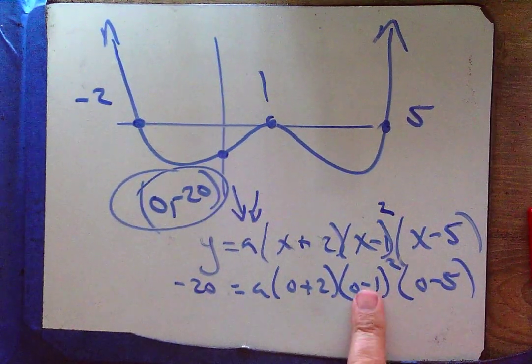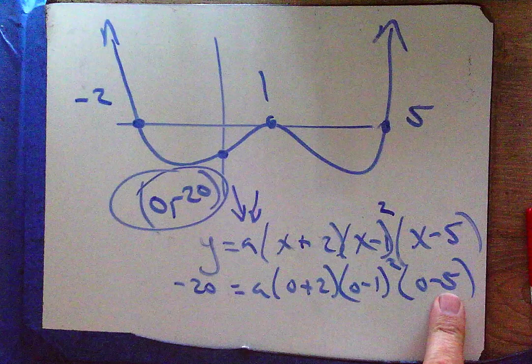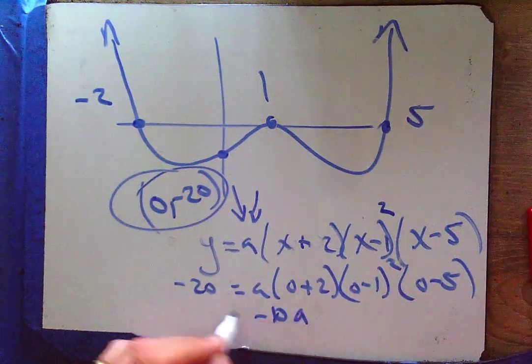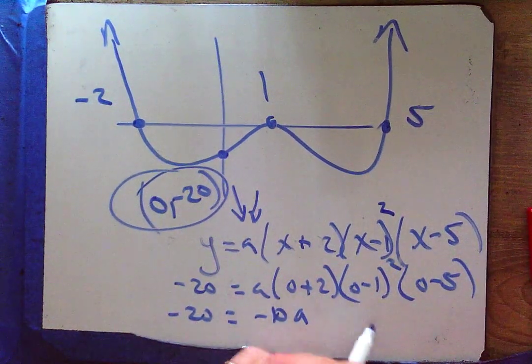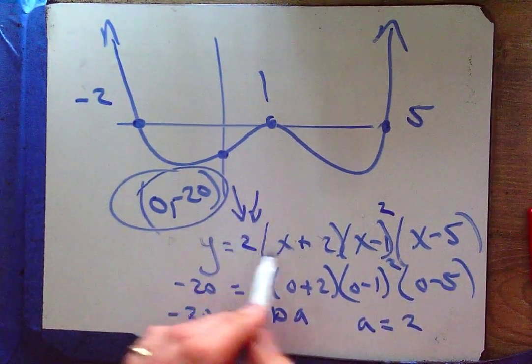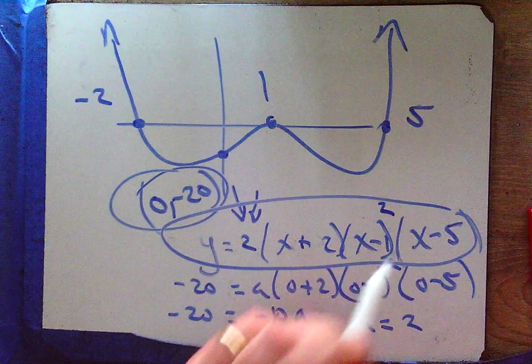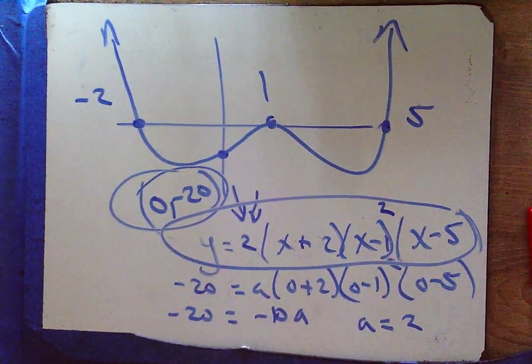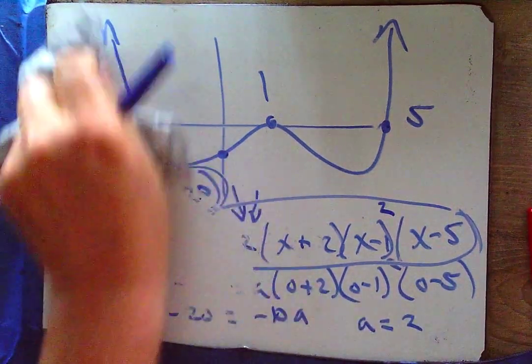So what are we going to get here? 1 times 2 is 2, times negative 5, negative 10a equals negative 20. So a equals 2. And there's my polynomial. Feel like you can do it? Well, let's practice and see.